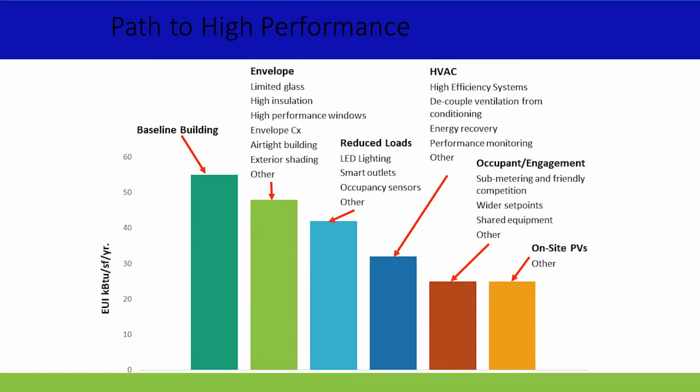Now our intent is to look at how to reduce energy. And what we're going to look at is just a path for high performance. This is a graph that shows, on the left, the EUI. The base building is the minimally code compliant building, which is what we call a baseline building for a new construction.